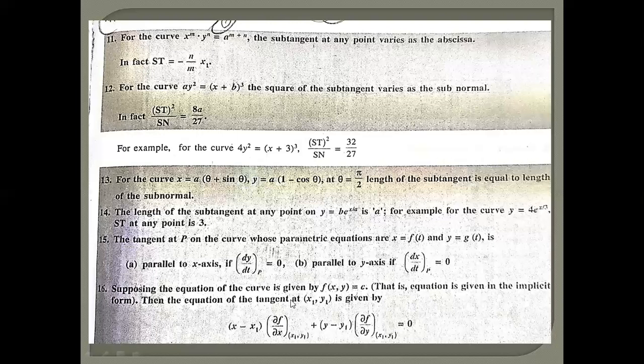Supposing the equation of the curve is given by f of x comma y is equal to c, that is, the equation is given in the implicit form, then the equation of the tangent at x1 comma y1 is given by: x minus x1 into dou f by dou x at the given point x1 comma y1 plus y minus y1 into dou f by dou y at x1 comma y1 is equal to 0.